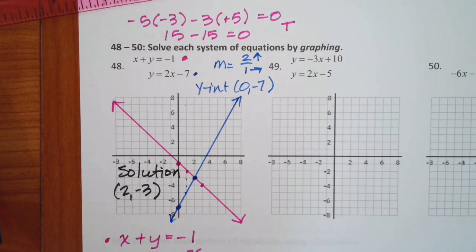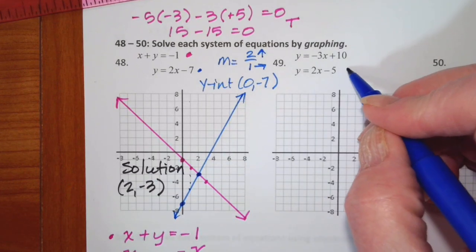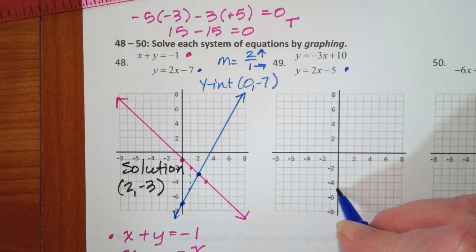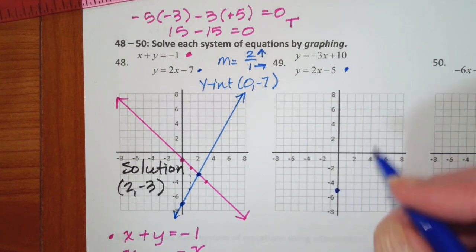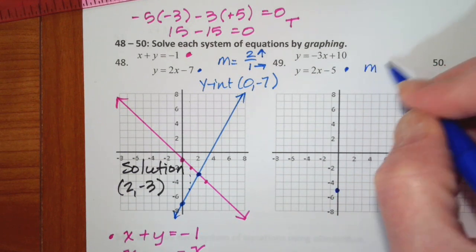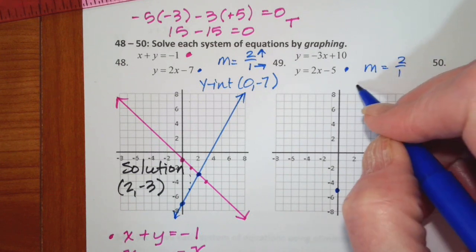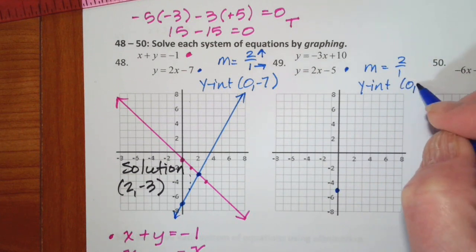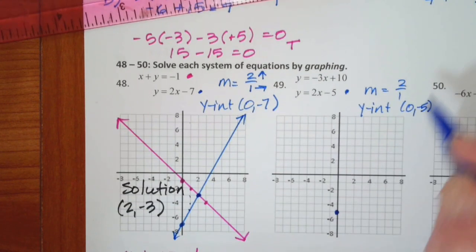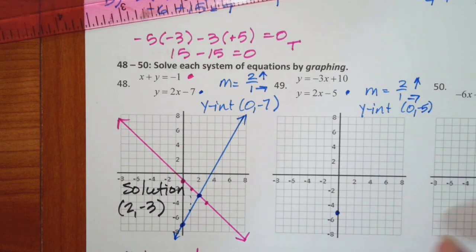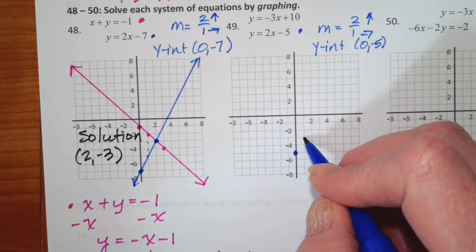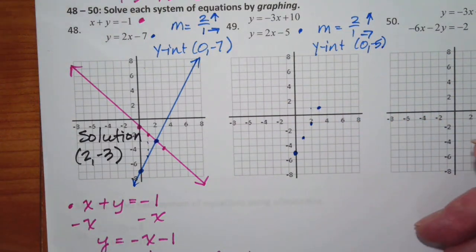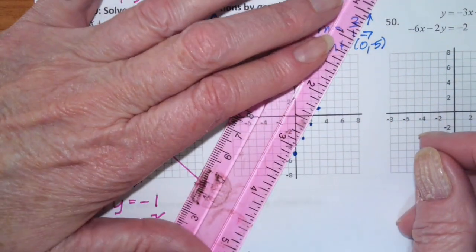Okay, the next one. I'm going to graph this one first because it's easier. I know I start at 0, negative 5. My slope is 2 over 1, and my y-intercept is 0, negative 5. So I go up 2 and over 1. So up 2 over 1, up 2 over 1, up 2 over 1. And I connect my dots.